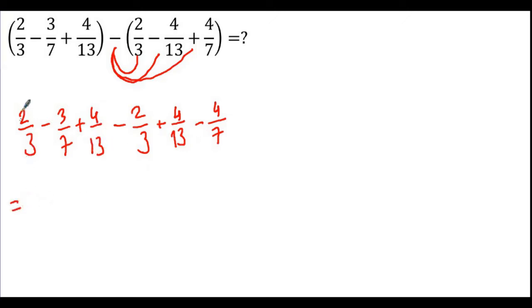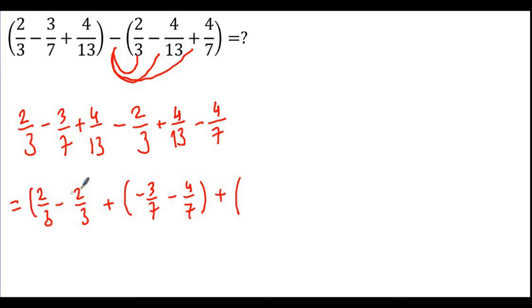So I'll do the grouping again. 2 over 3 and minus 2 over 3 will be a group. Plus minus 3 over 7 and minus 4 over 7 will be another group. This is another group. And this is the third group. Let me put the brackets here as well. Alright, so 4 over 13 plus 4 over 13. We have two 4 over 13s.